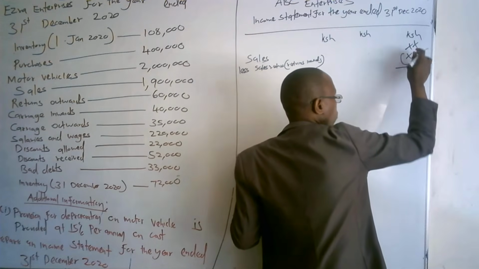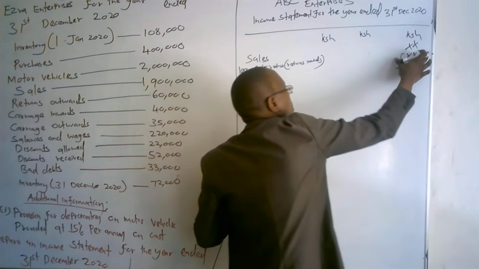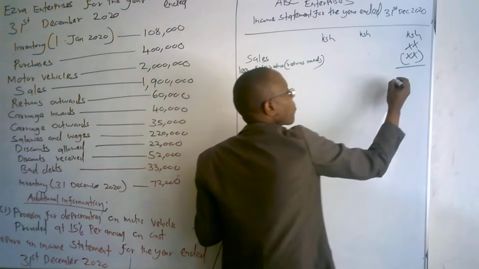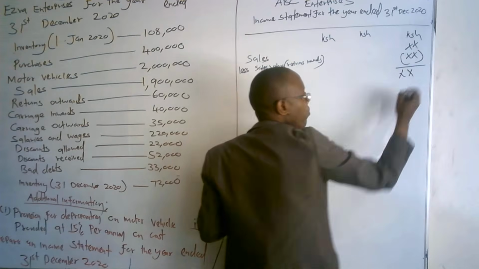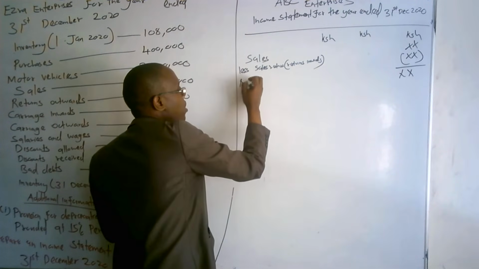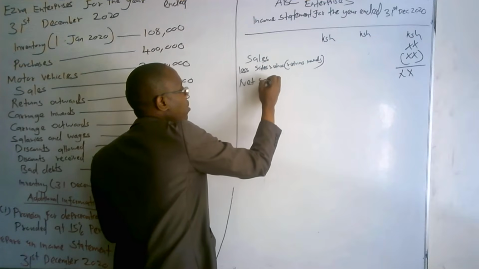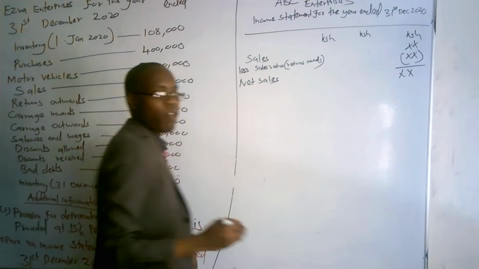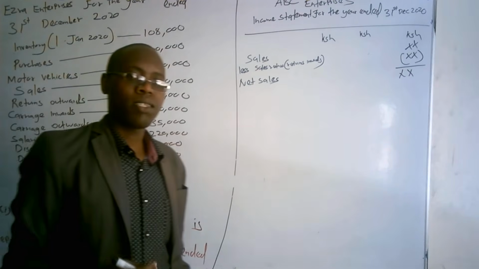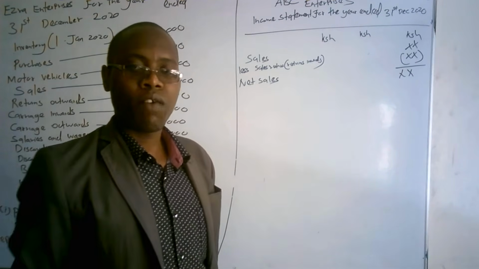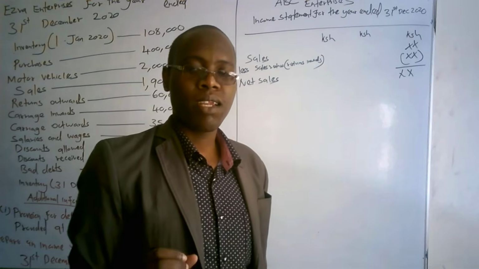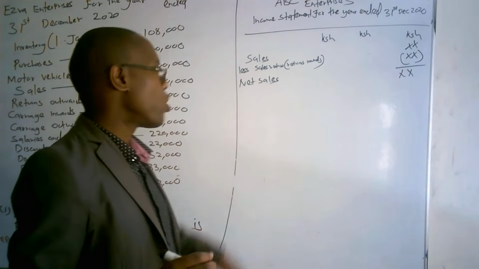If you take your total sales and you minus the sales returns or returns inwards, you are going to have what we call the net sales. So sales less sales returns, you are going to have the net sales. And that is the only adjustment that is going to be made under the sales figure.